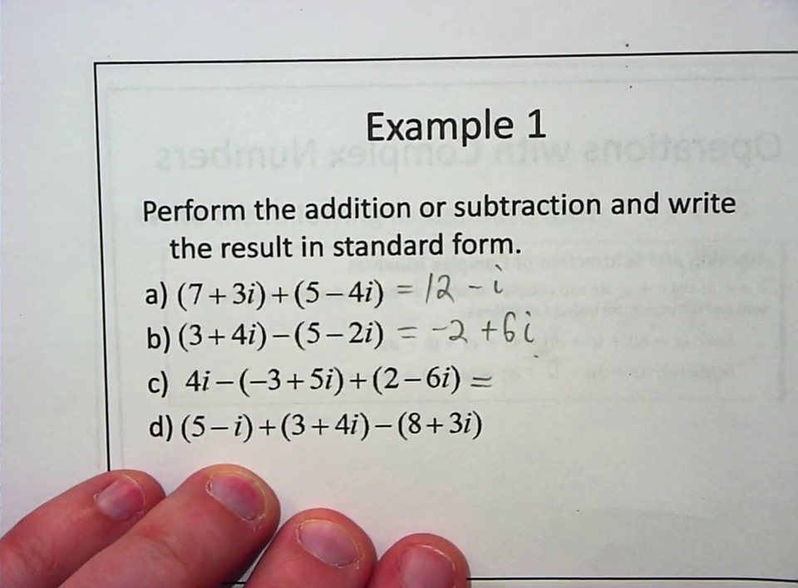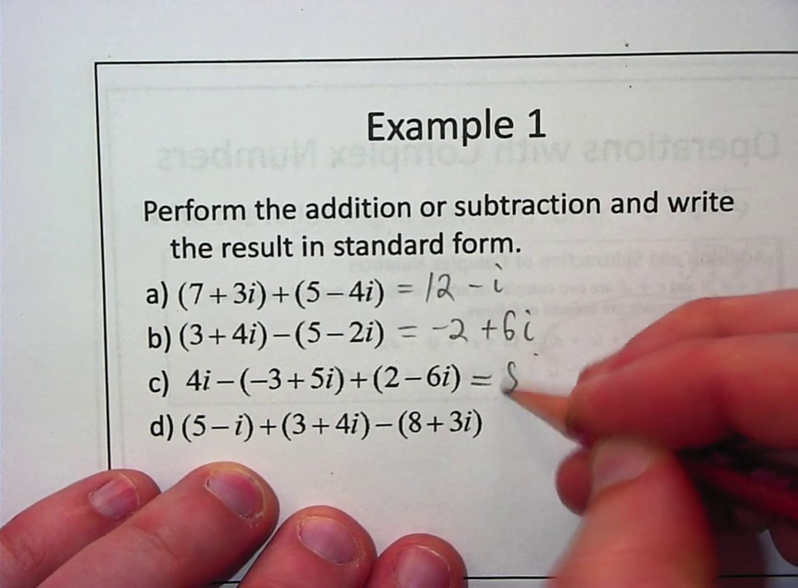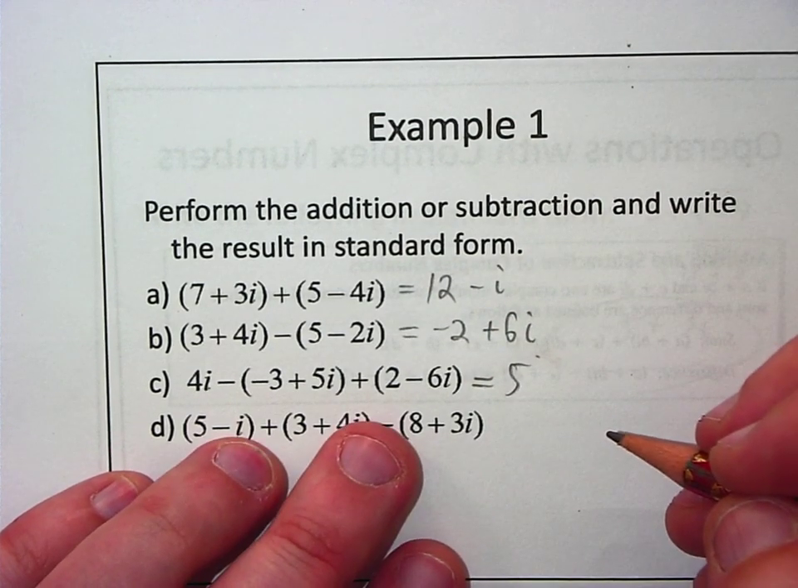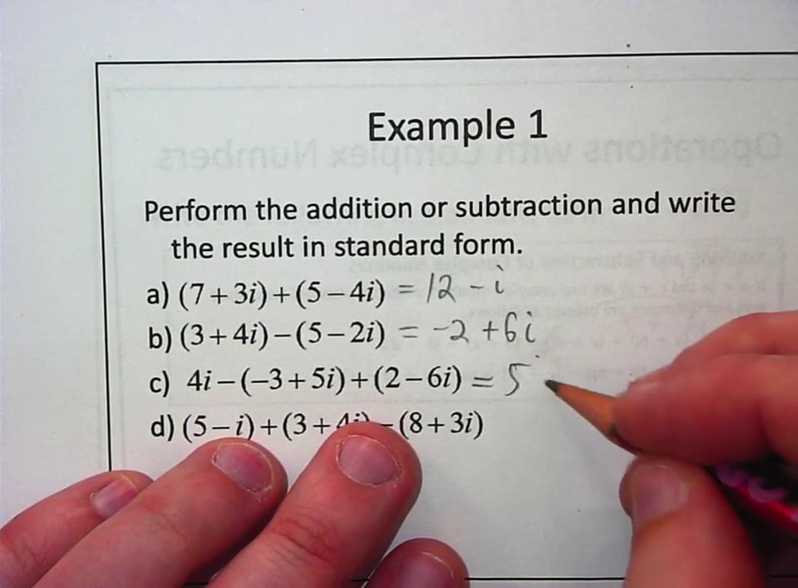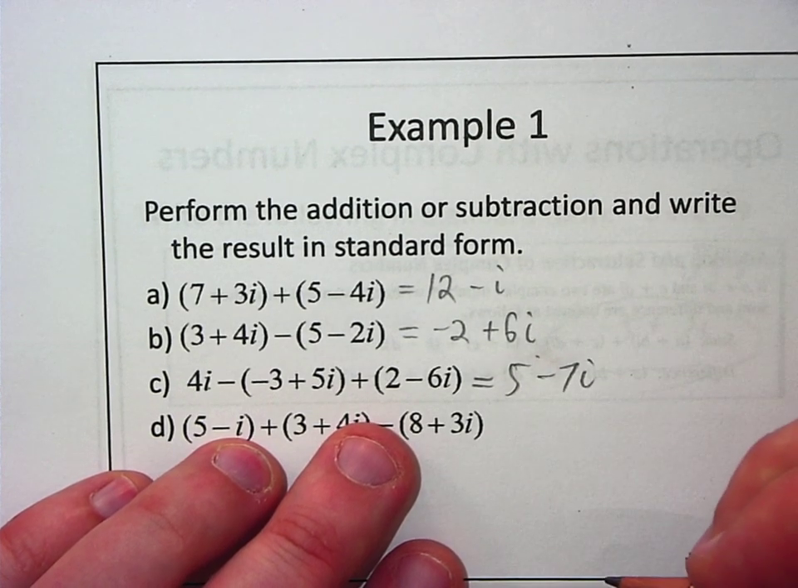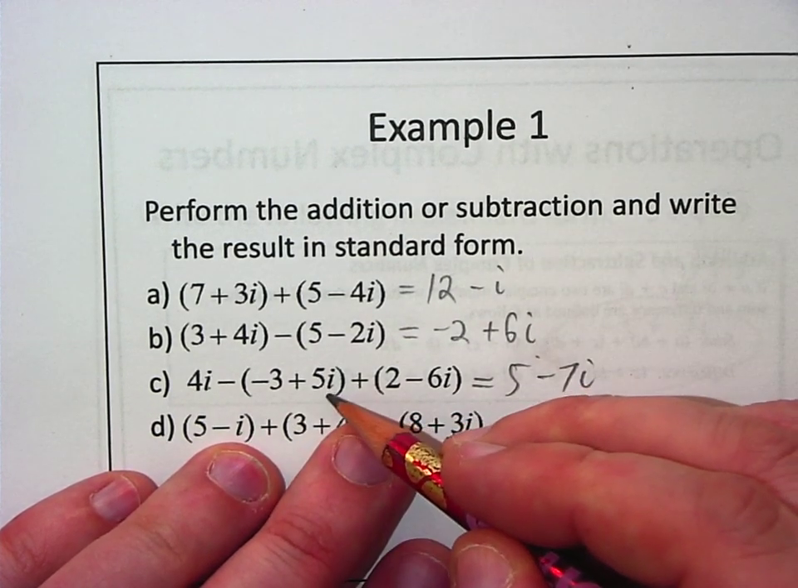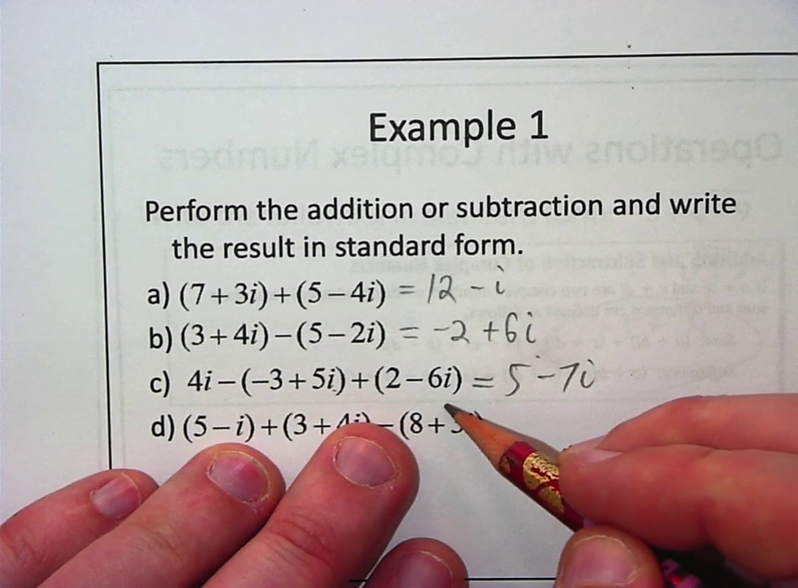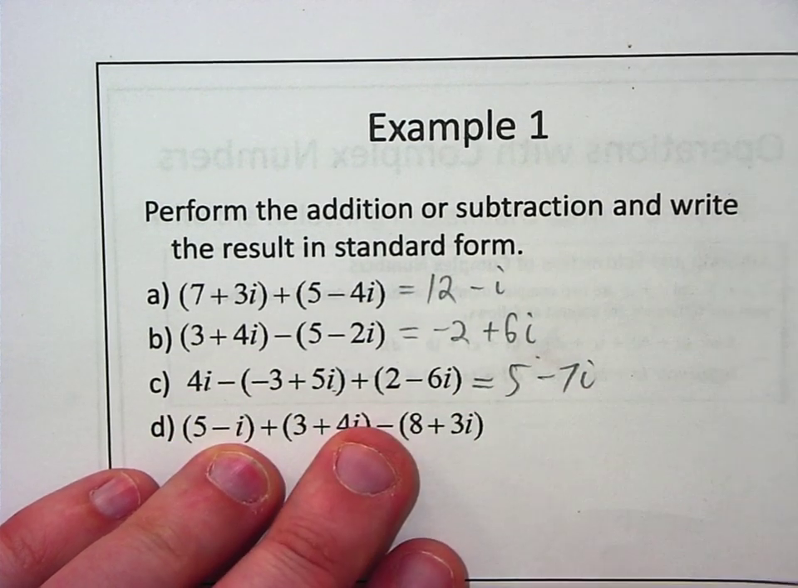For this one, you have multiple parts here, but the rules still apply. What's the real component going to be? 5. The imaginary? -7i. Because you have -5i, -5i minus 6i is -11i, plus 4i, -7i.